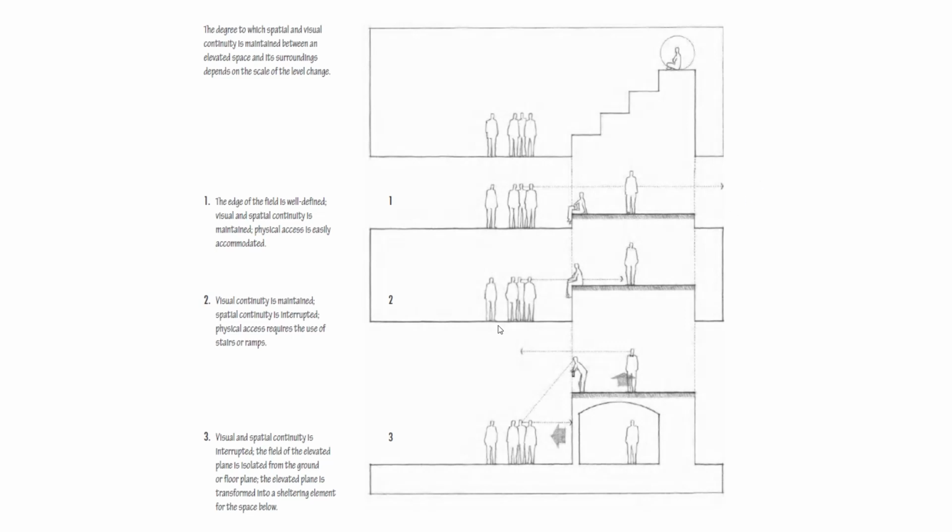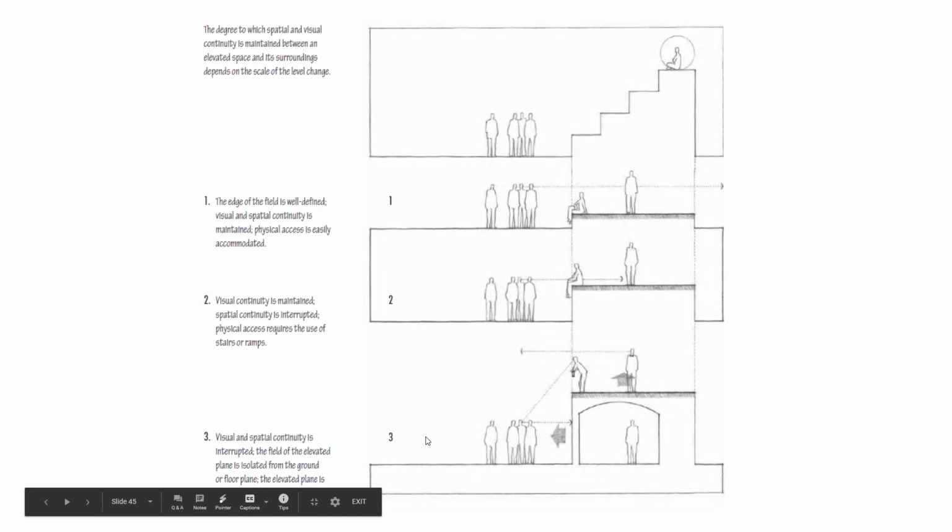And then for the second, visual continuity is maintained, spatial continuity is interrupted, but physical access requires the use of stairs and ramps. So with this, you still have the visual continuity. There are still visual cues that would direct you, although it is in a different spatial level. And then it is interrupted with this level, the height, which can be addressed with stairs or ramps or elevators or other access.